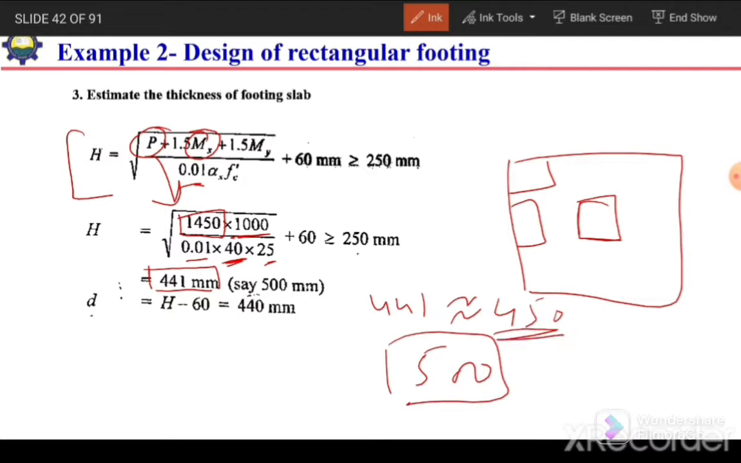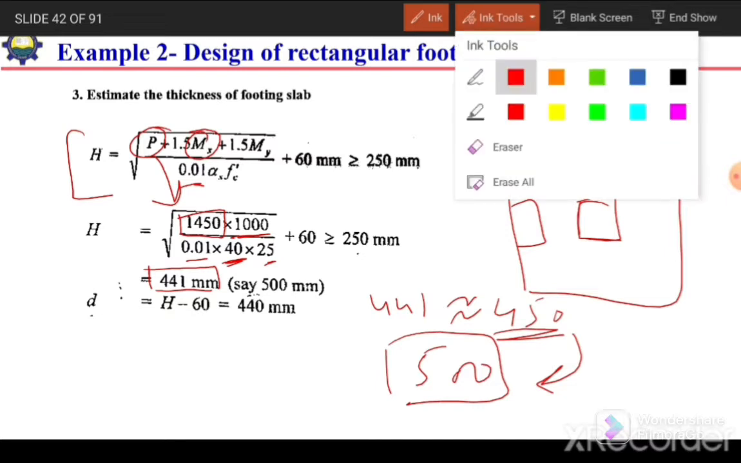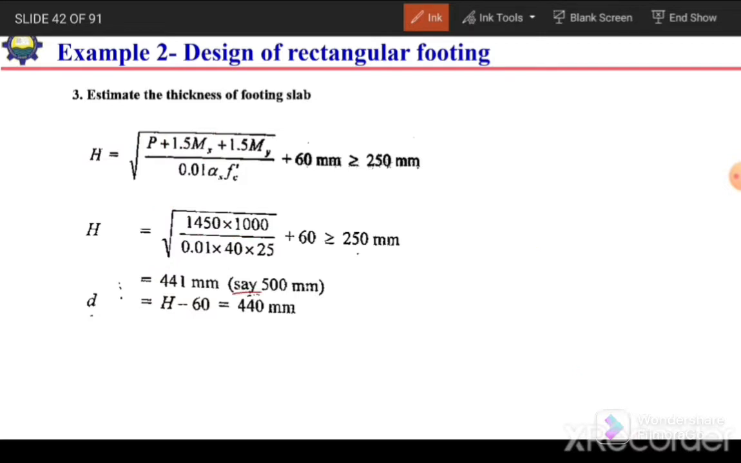So we can first perform the trial by using this value. If it fails to resist the punching shear, or if this thickness is insufficient for the punching shear and direct one-way shear, in that case we need to increase the value. But in this example we will directly select some higher value, which is 500 millimeter.